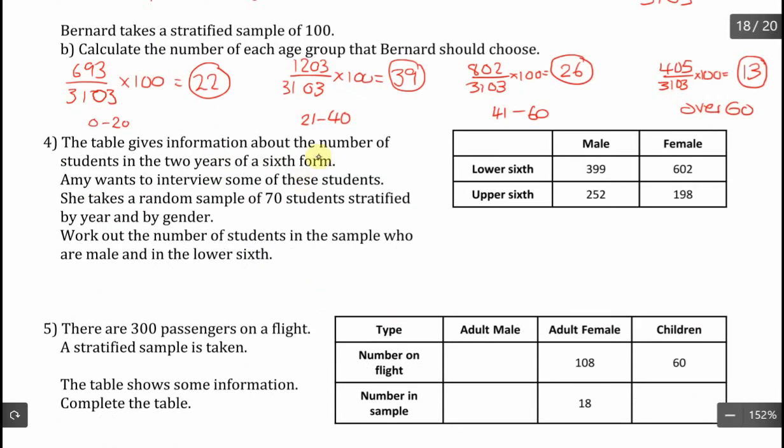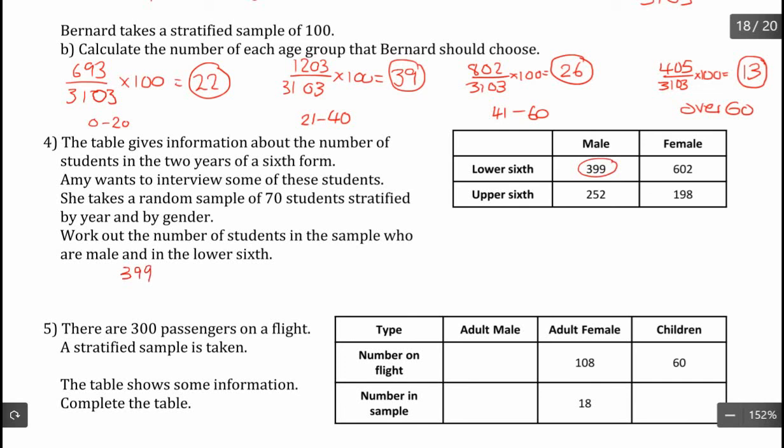Number 4, we've got information about the number of students in the 2 years of a 6th form. Amy wants to interview some of these students and take a random sample of 70, stratified by year and by gender. So not only stratified in terms of what year they're in, but also by their gender. So this is a two-way table this time. Work out the number of students in the sample who are male and in the lower 6th. Well, we do this exactly the same way. We just zero in on that group specifically.